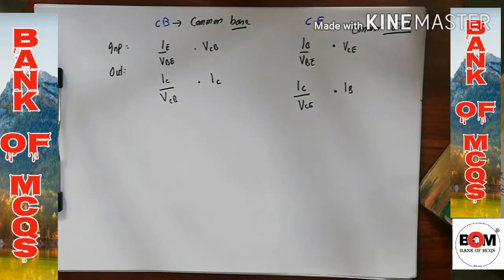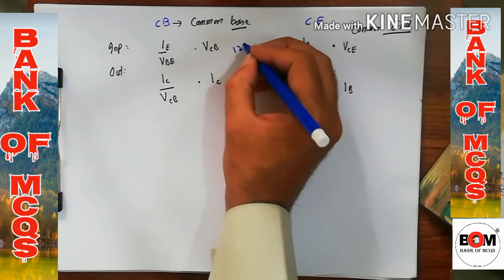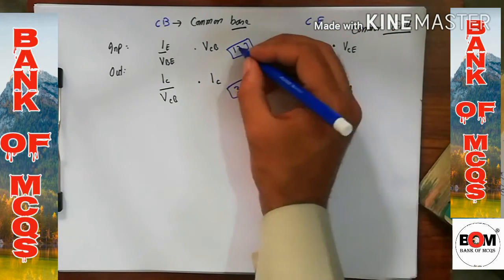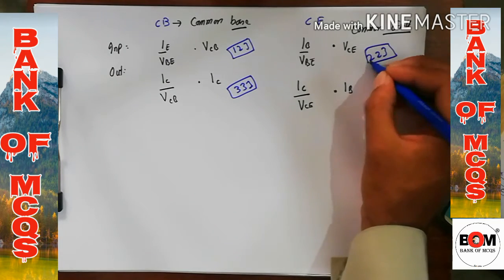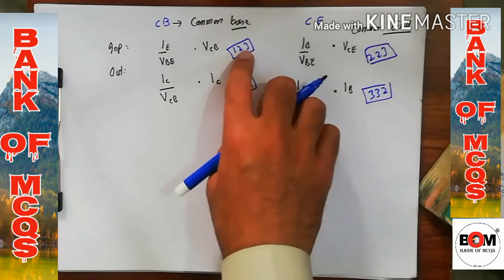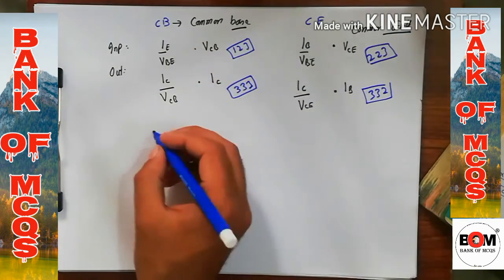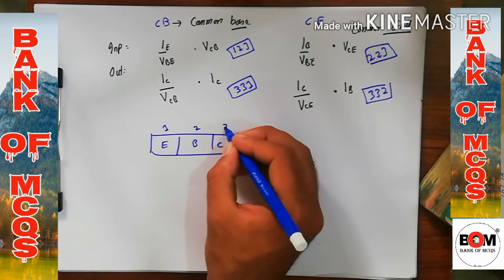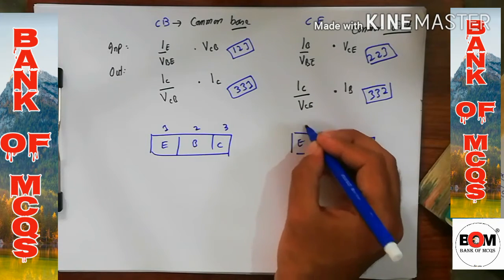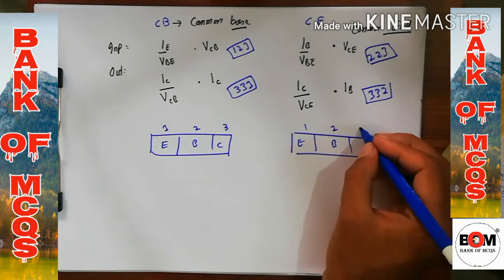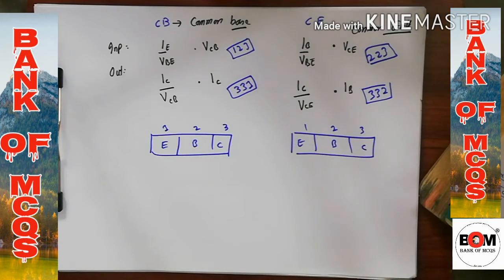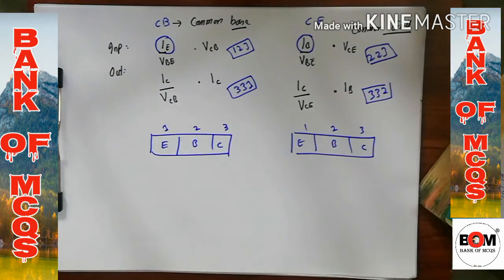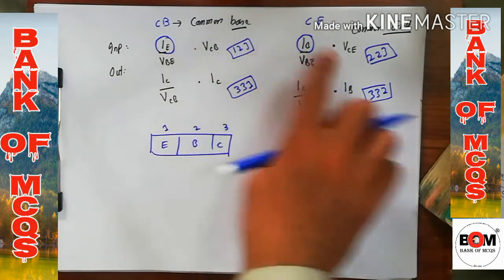Now to remember this, we have a simple trick formula. For common base, the input is 1, 2, 3, and the output is 3, 3, 1. For common emitter, we replace 1, 2, 3 by 2, 2, 3, and 3, 3, 1 by 3, 3, 2. What do 1, 2, 3 mean? One is emitter, two is base, and three is collector. Remember that in the input, only the first one is current, and the rest are voltages.